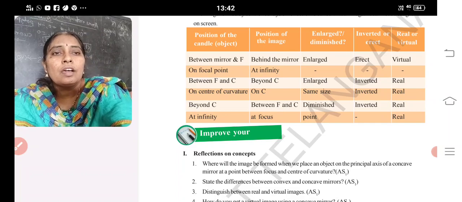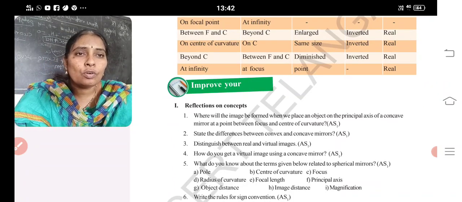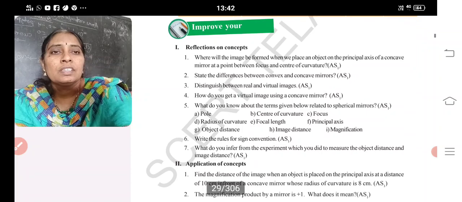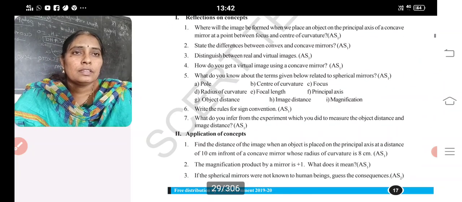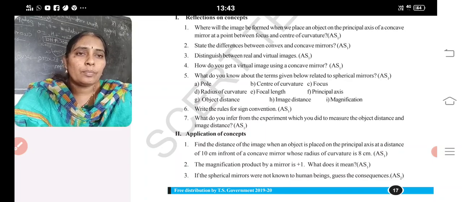Okay. Now underline the second question. State the difference between convex and concave mirrors. Next, fifth one, sixth one, second, fifth, sixth.